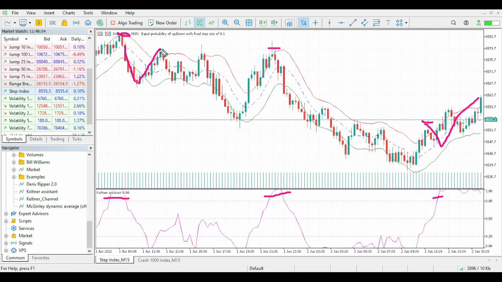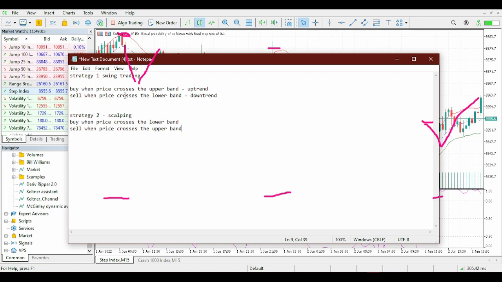So I think these are enough examples. I guess I've explained a lot. Let me just summarize what I've talked about, then I end the video. I said in strategy number one, you buy when price crosses the upper band, and the only condition you have to meet is to make sure that price is in an uptrend. Then you sell when price crosses the lower band, and the only condition you have to meet is that price is in a downtrend.